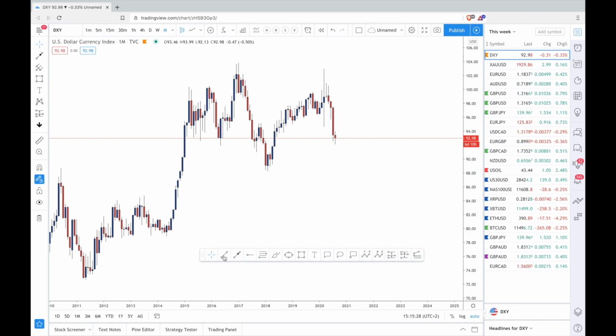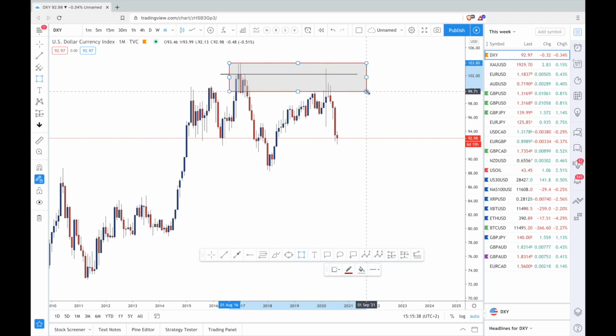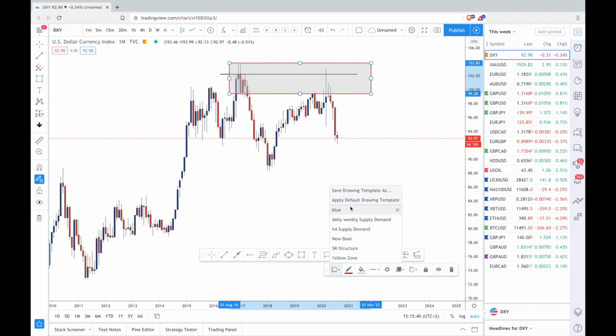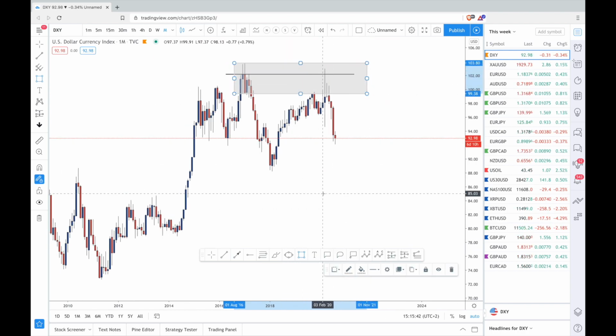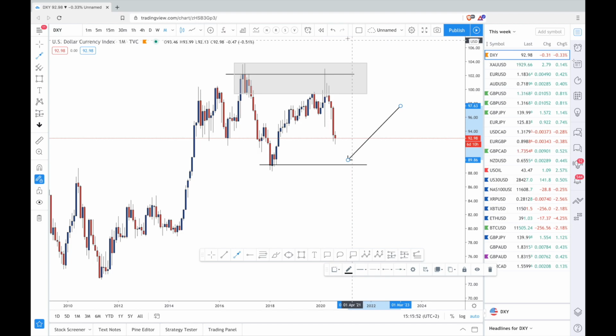Now guys, the reason why the DXY is dropping that much is because of this monthly resistance, where we can also spot a nice monthly supply zone. So my first target for this nice drop, as you can see on these last monthly candles, is this support area over here.